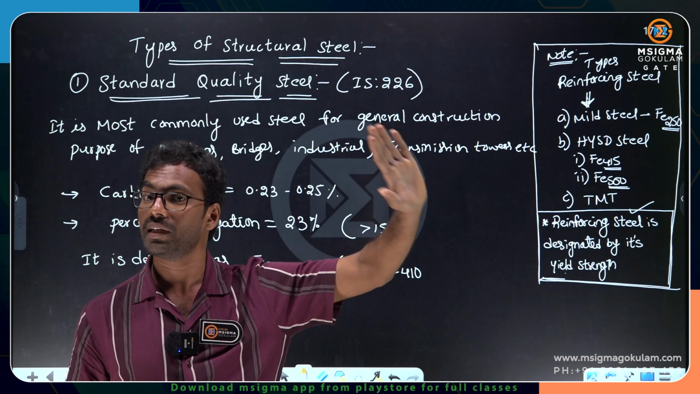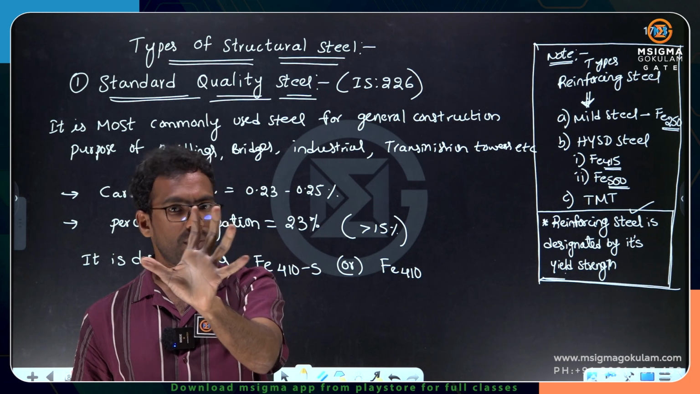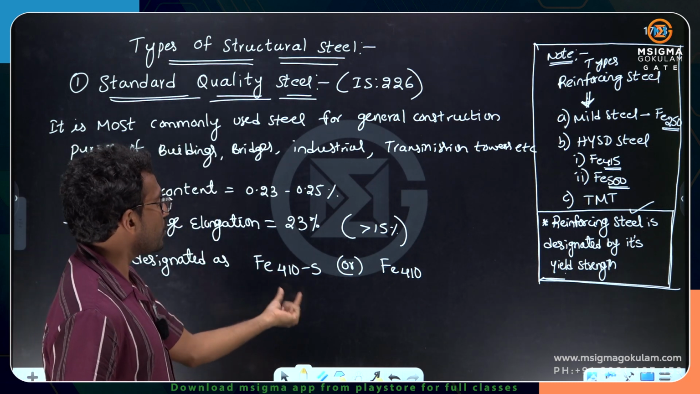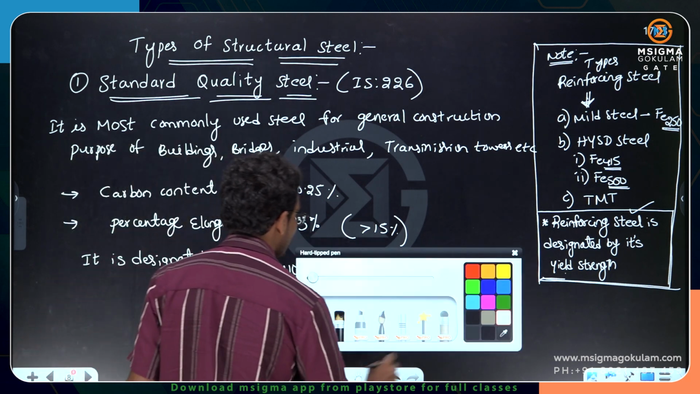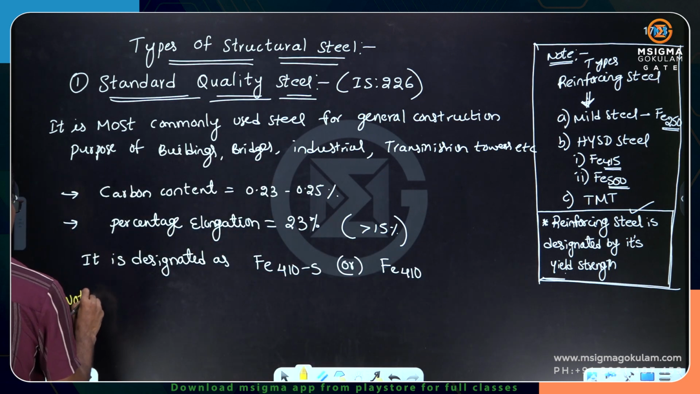2007 or even 1984, IS 800 is the number which tells us the steel code. So as per the steel code, any structural steel should be designated with the ultimate strength. So please understand that structural steel should be designated with the ultimate strength. Please make a note, it's a very important thing.